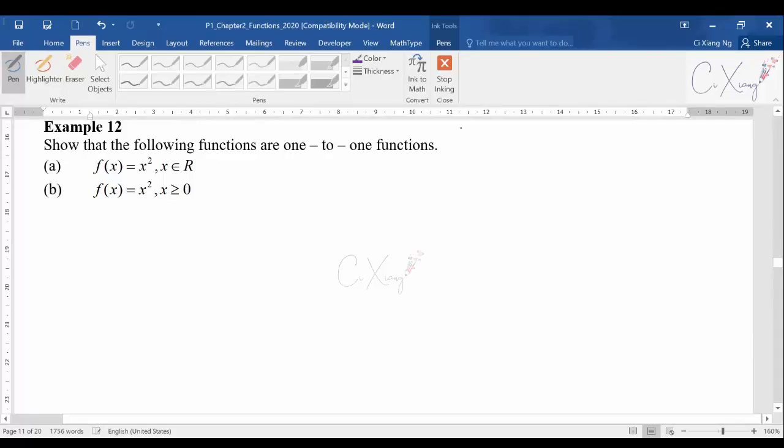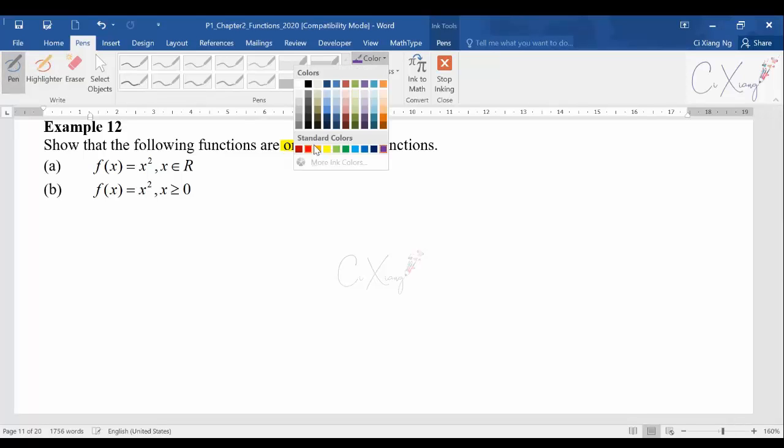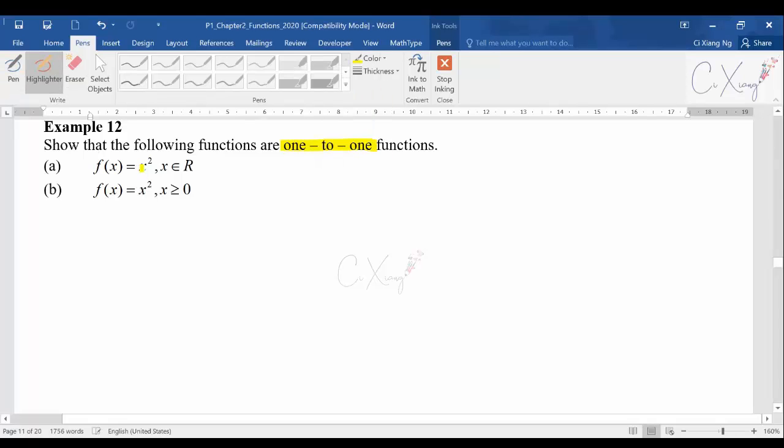As an example, like example 12, they want to show whether the following functions are one-to-one or not one-to-one. If you look at the expressions here, both are x squared. Again, because the domains are different, your graphs will be different also. So for part A, how will your graph look? I think I told you before already, the domain will actually affect the pattern of your graph. They are still U-shaped here, and the domain is negative to positive infinity, so you just keep it as a U shape here.